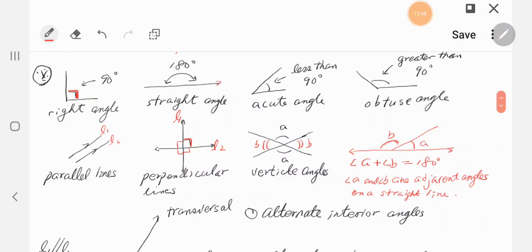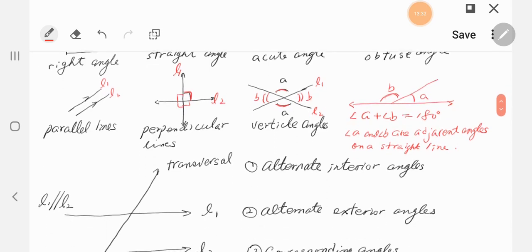Okay, so another important definition is vertical angles. Vertical angles means two lines intersect, and then the angles opposite each other, facing each other, are exactly the same. So this angle and this angle are the same. So if angle A is, let's say, 20 degrees, then the angle on the other side is also 20 degrees. And let's say B is 30, then the angle on the other side is also B. So the opposite angles are always the same. We call them vertical angles.